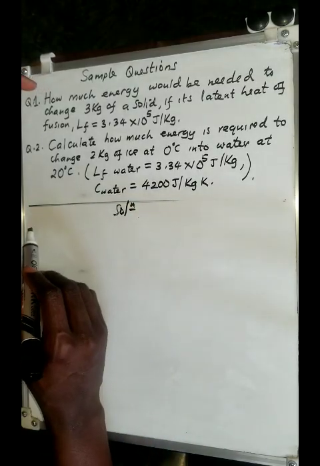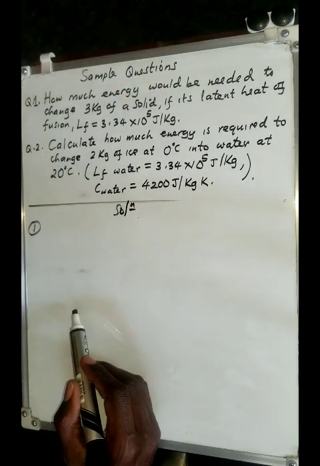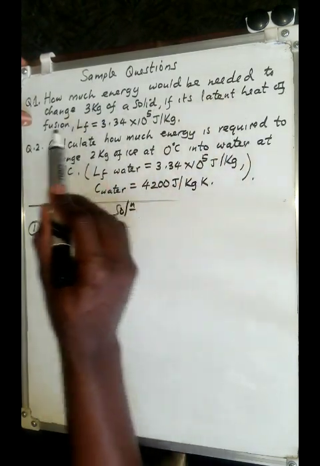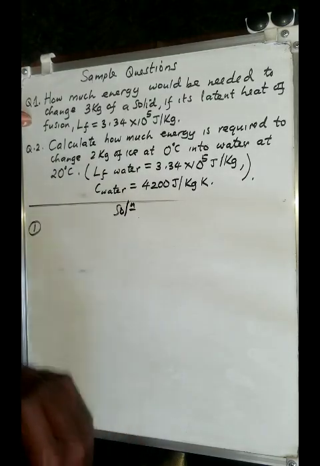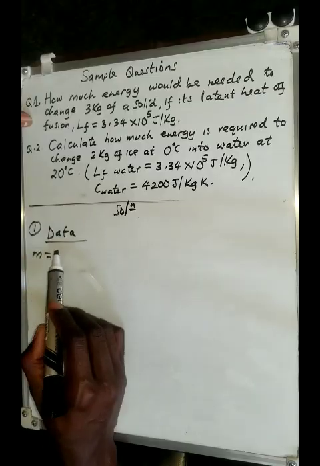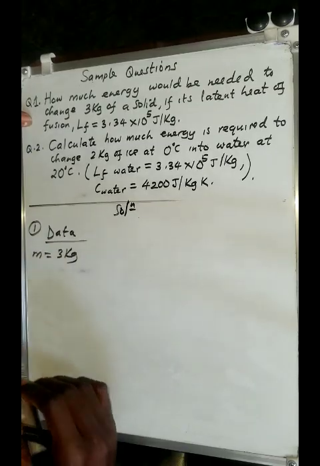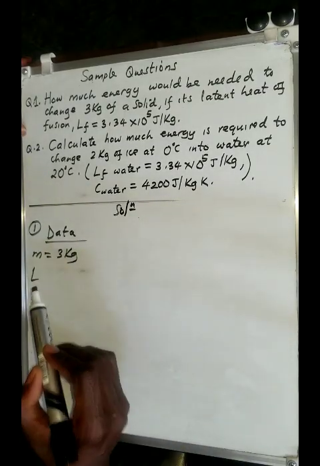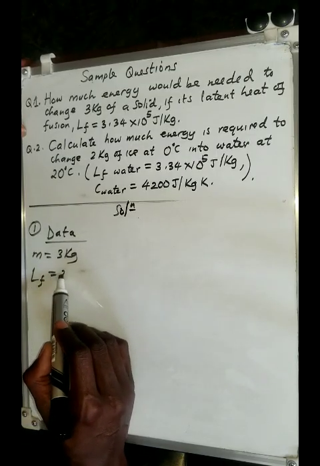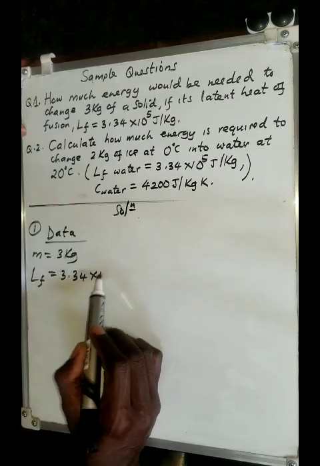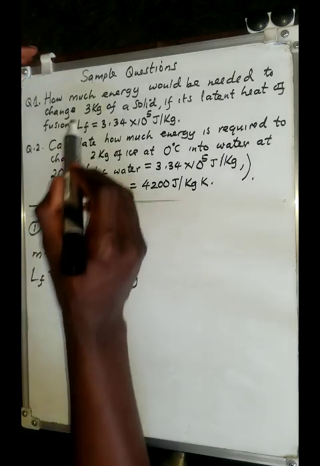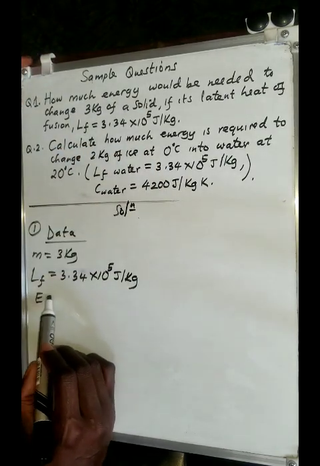Question number 1 says: how much energy would be needed to change 3 kg of a solid if its latent heat of fusion is that one. If you look at the data that they have given us, we have a mass of 3 kg, that is a solid, so you want to change it into a liquid, and the specific latent heat of fusion is equal to 3.34 times 10 raised to the power 5 joule per kg. The question wants you to know how much energy.